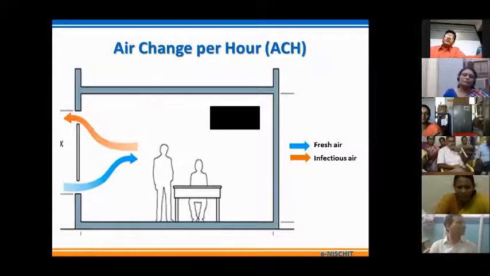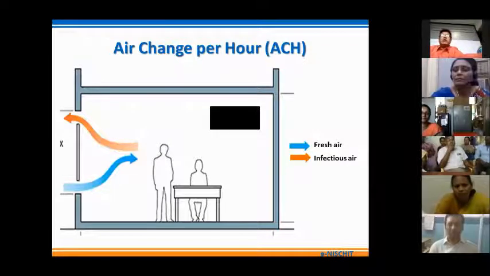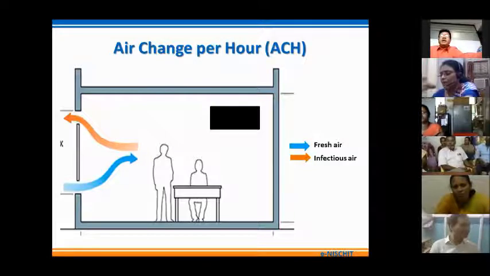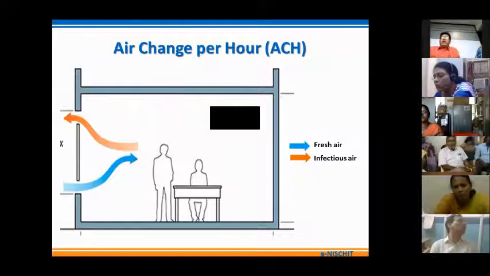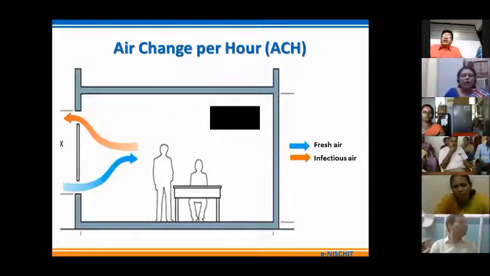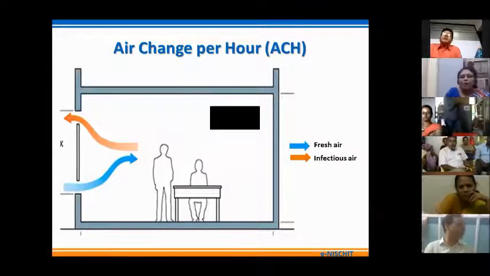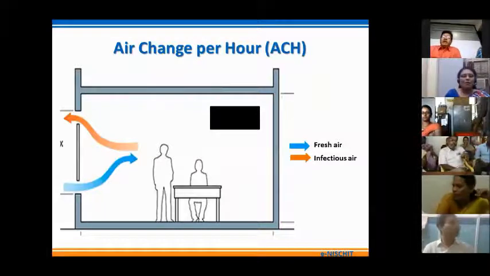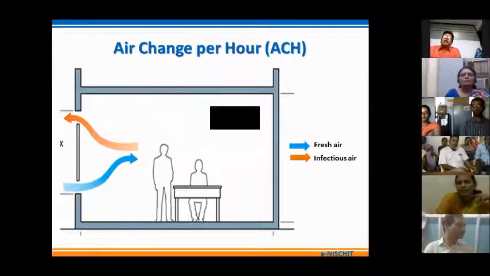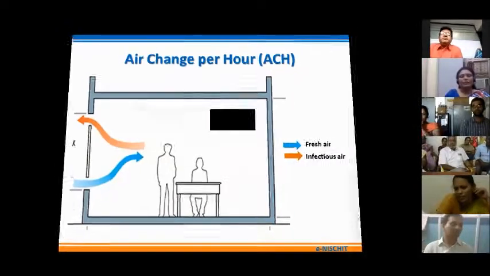Now coming to the concept of air changes per hour, I would like to briefly explain what air changes per hour is. If you see this room, the fresh air needs to come in and the stale air needs to go out. So one complete air exchange is when all the air in the room goes out, and all the air is replaced by fresh air. So in an hour we need to have a number of cycles like this, and so we call it air changes per hour. Next slide please.